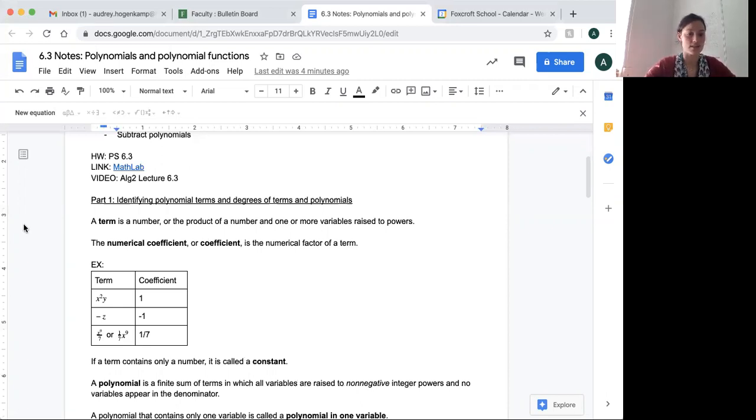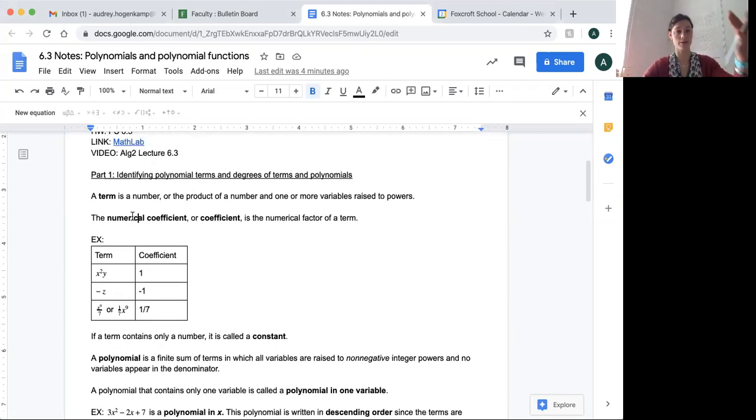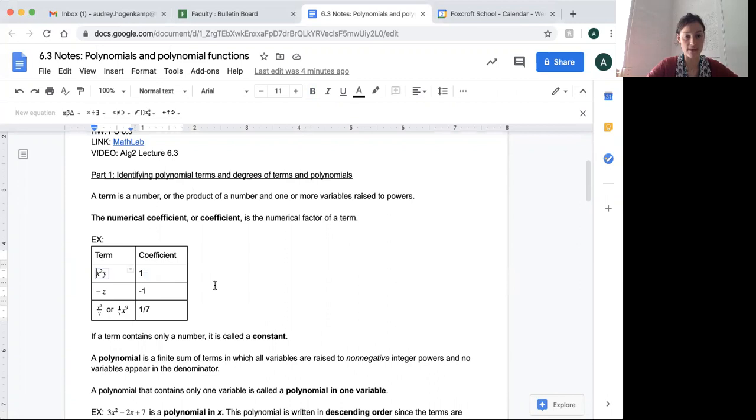Anyway, a term is a number or the product of a number and one or more variables raised to powers, and the numerical coefficient or coefficient is a numerical factor of a term. So I know that's a lot of words, but really it's just this. A term is something like x squared y. The coefficient of the term x squared y will be 1 because it's implied that right in front of that x squared y, it is in fact 1 x squared y.